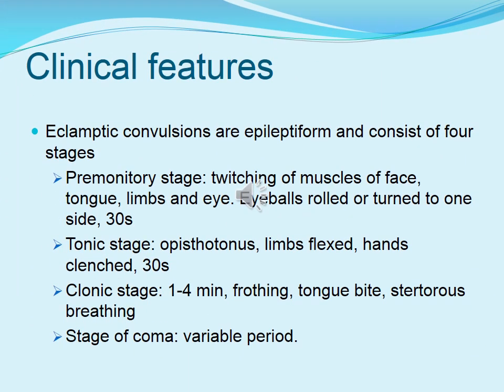What is the clinical picture of the eclamptic fit? The eclamptic convulsion is epileptiform and consists of 4 stages. Stage number 1, which is called the premonitory stage, in which there is twitching of the muscles of the face, tongue, lip and eyes, with the eyeballs rolled and turned to one side. It lasts for 30 seconds. Once it ends, it will start the tonic stage, in which the limbs get flexed, the hands get clenched, also lasting 30 seconds.